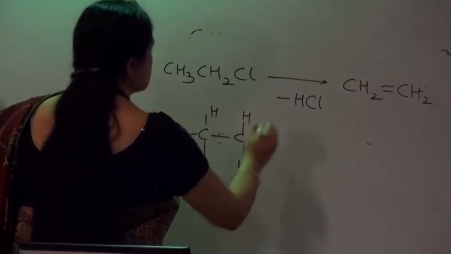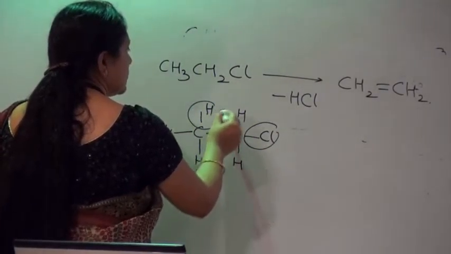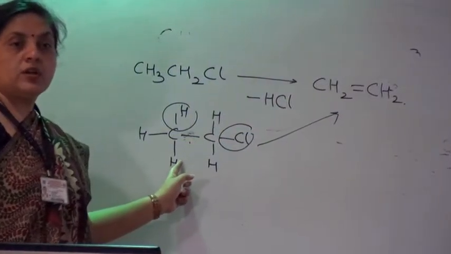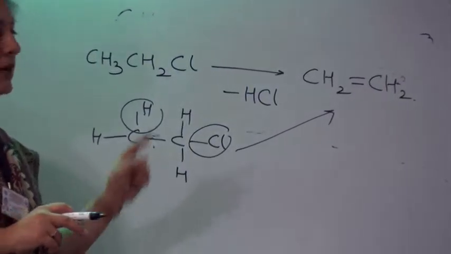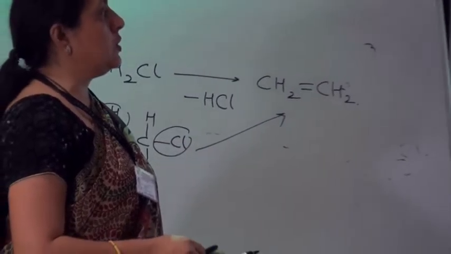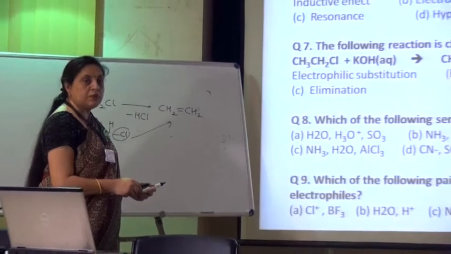So in this case what will happen is, Cl goes from here, H goes from here, and you are going to get this double bond here. Is it clear? So then it is elimination. But in this case it is substitution only, because Cl is being replaced, or substituted, by OH.